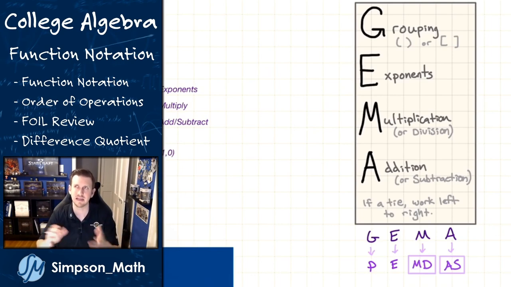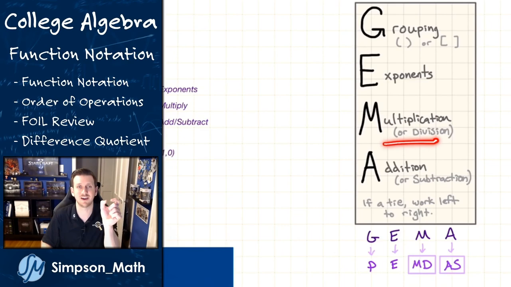Later we'll talk about interval notation, and square brackets and parentheses have slightly different meanings there. But in order of operations, same thing. Exponents are exponents, as you know. But then this idea that multiplication and division are at the same hierarchy. And if there's a tie, if you see a multiplication and a division symbol and you don't know which one to do first, work left to right if there aren't any other grouping symbols.